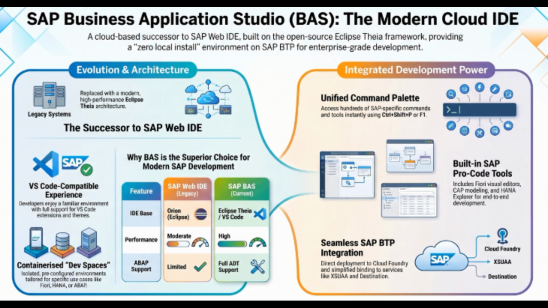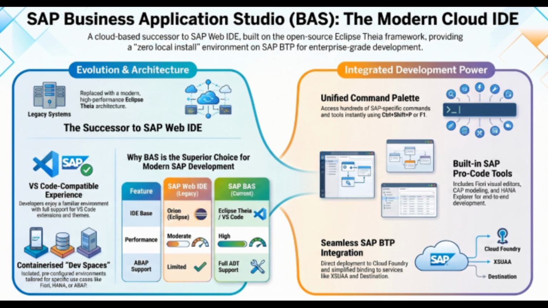We've covered some incredible ground today. We started by exploring why BAS replaced the legacy Web IDE, moving from Orion to the VS Code-like Theia framework. We looked at how dev spaces keep our tools perfectly organized and siloed, using workspace persistence so we never lose our data. And we saw how it seamlessly handles both Fiori front-end wizards and heavy ABAP back-end connections via the Cloud Connector. Finally, we learned how the command palette turns you into an efficient keyboard ninja. It really is a massive leap forward.